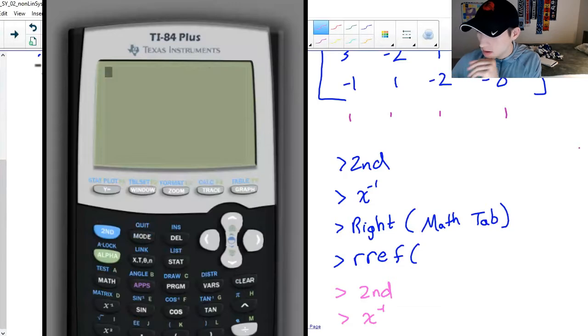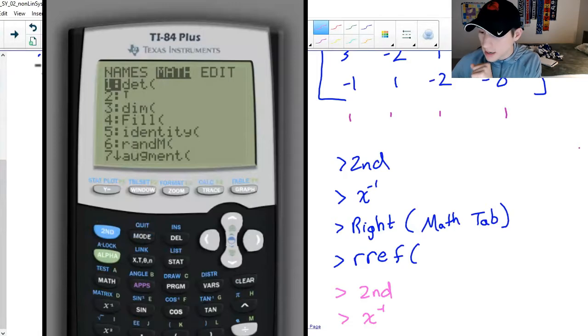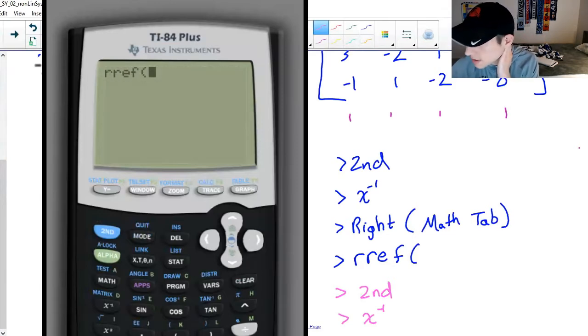Now, if we go to that RREF, so second, x to the negative first, go to the right so that we're on the math tab, and now scroll down to RREF. It's kind of a ways down there, so you got to scroll for a little while. So RREF, then it should bring up just RREF on the main screen. Did that work? I see now. Okay, great.